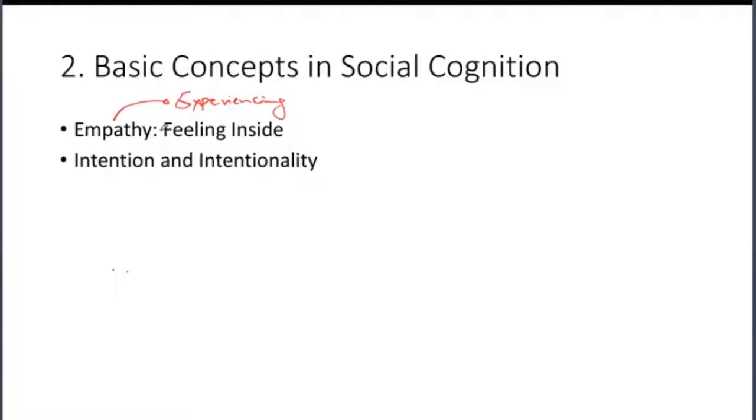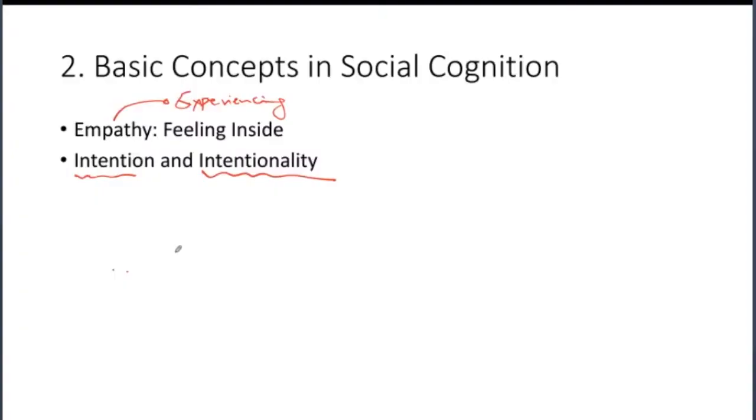The other terms that are critical for understanding social cognition are two terms. One is called intention, and the other is intentionality. What is the difference between intention and intentionality? How do you differentiate them? What do we call intention, and what is intentionality? And why are they different from each other?